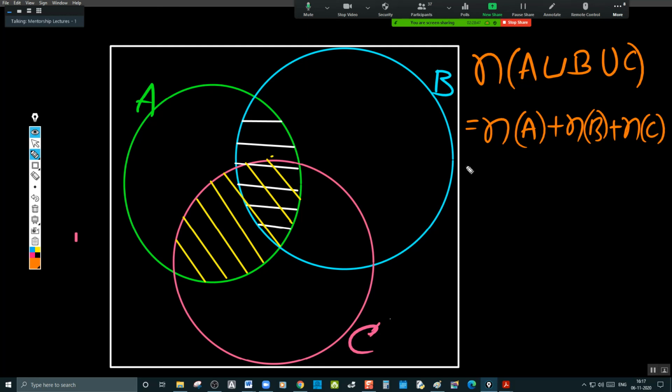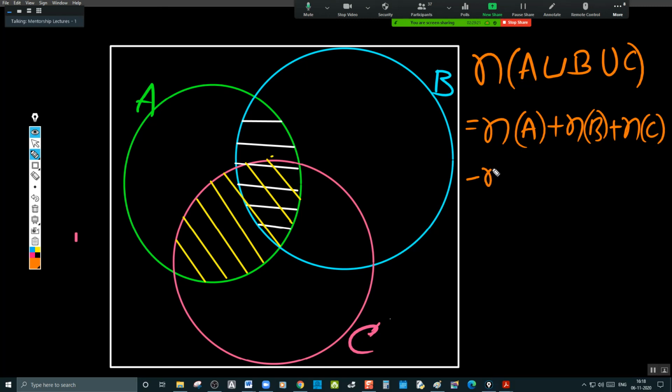But these are not disjoint sets, so some common areas will be subtracted, and hence those common areas are to be subtracted. Just see this carefully. n of A plus n of B plus n of C is written. Then in n of A, n of B, this will be added twice. In n of B, n of C, this will be added twice. In n of A, n of C, this will be added twice. Correct or not?